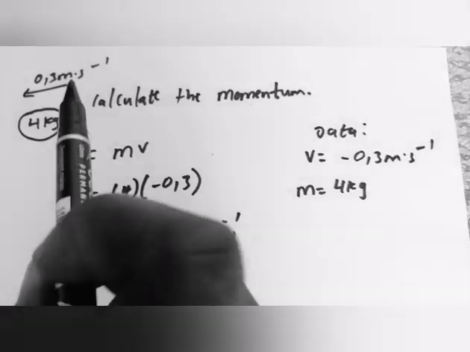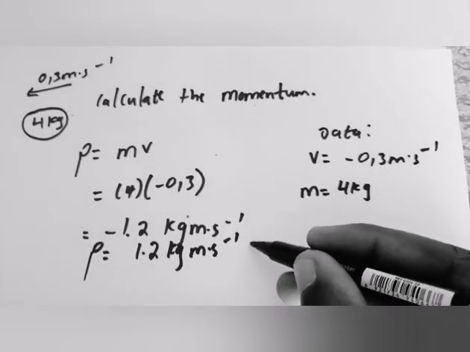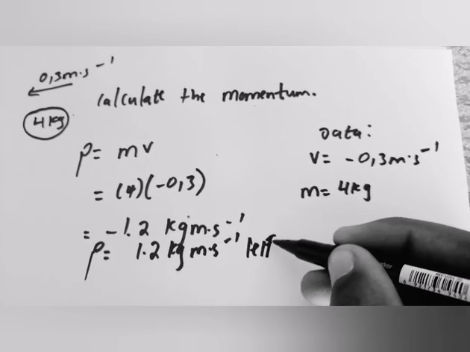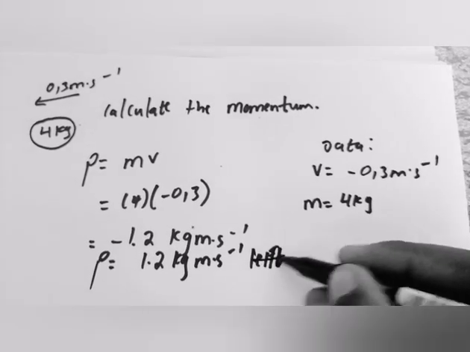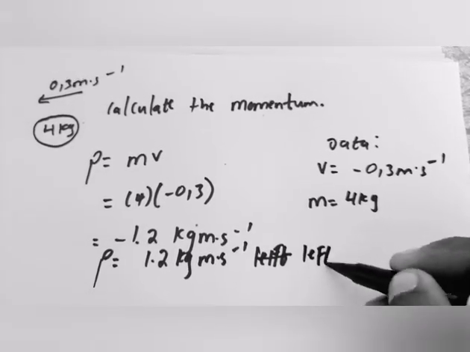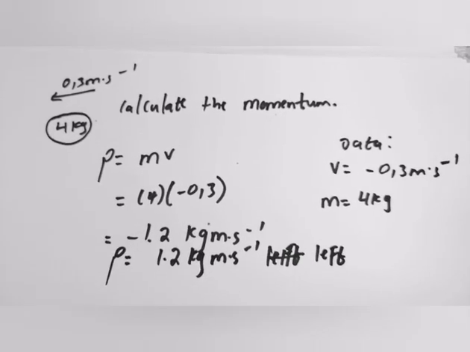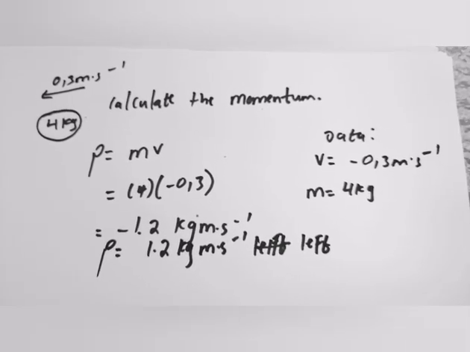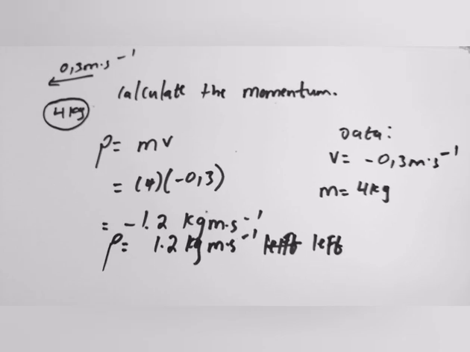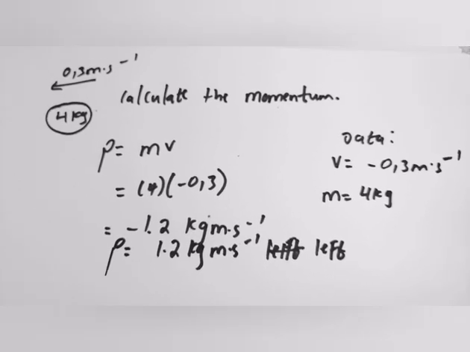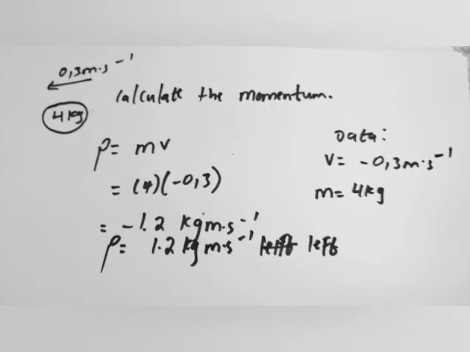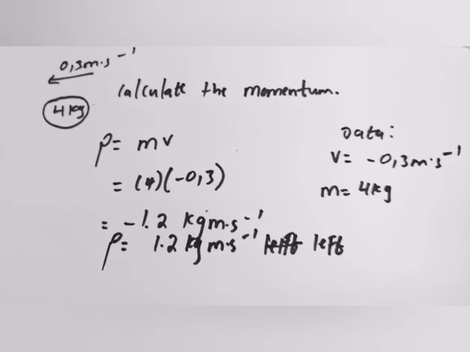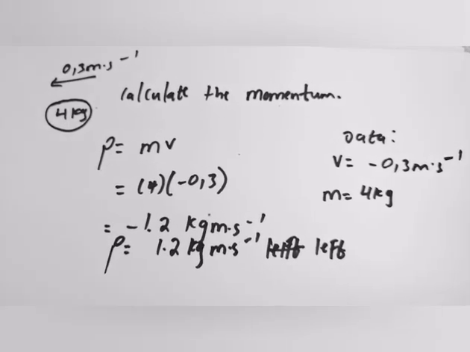Now the direction is to the left, and you got negative. Negative tells us about left. So this is how you are supposed to write your final answer. If it is negative, just write that answer in a positive way, then you say left, or down if the object was going down.